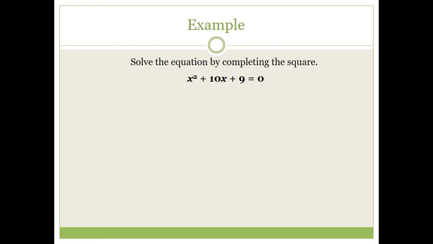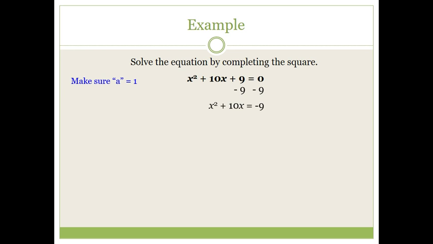So let's do an example. Let's solve this equation by completing the square. My first step: I don't want this constant term at the end. I want to push it to the other side. So I'm going to subtract that from both sides of the equation, and I'm left with x squared plus 10x equals negative 9.